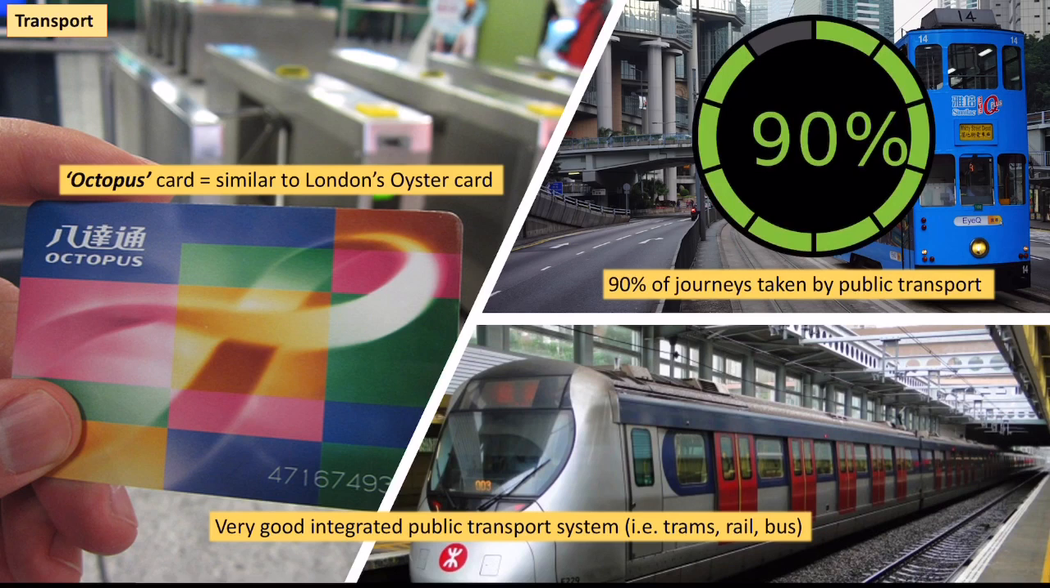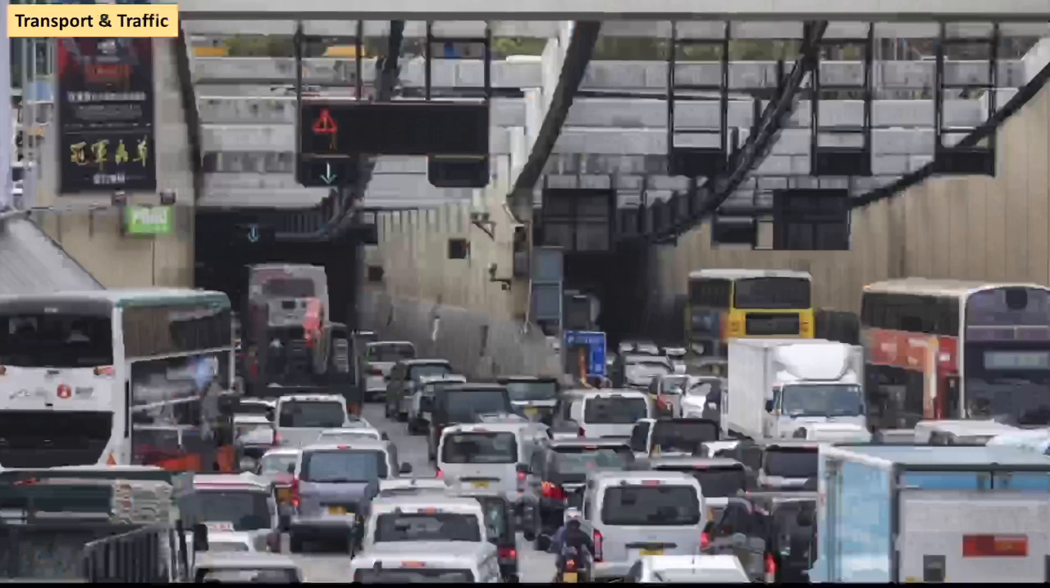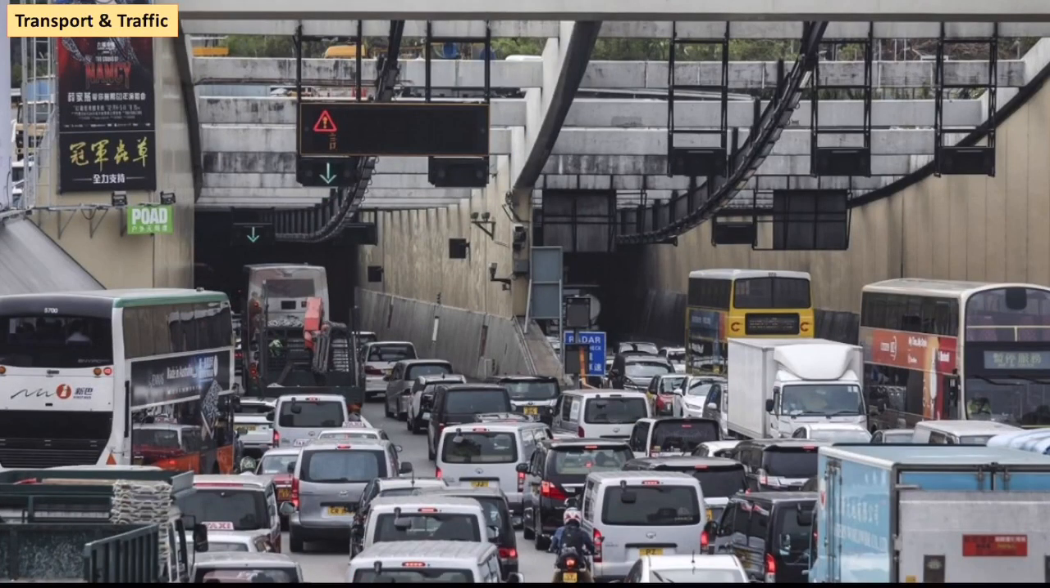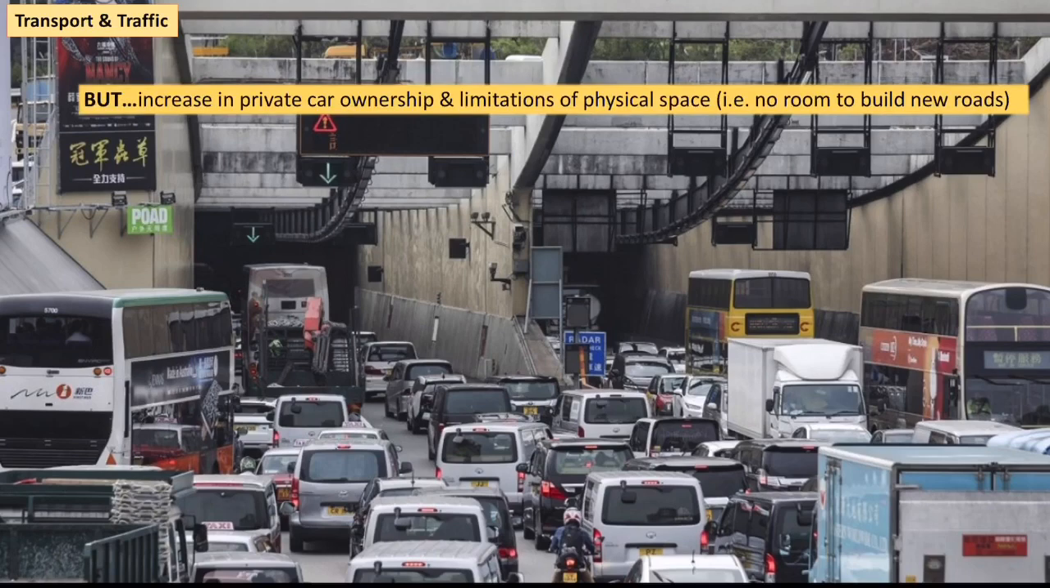So that's pretty good. However, because, as we've seen, incomes are going up in Hong Kong, there are more people buying their own vehicles. And because there's a limited amount of space to build any new roads to accommodate these new cars, we're getting more traffic congestion and more air pollution. So as cars increase and the roads get busier, there's more traffic and air pollution, despite having a pretty good public transport system.